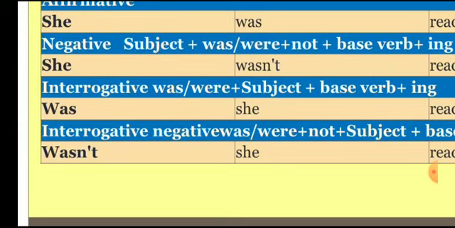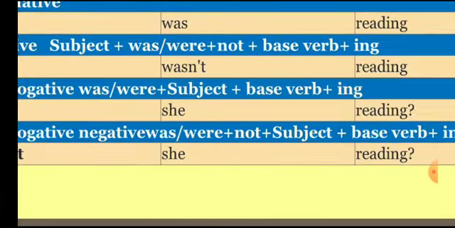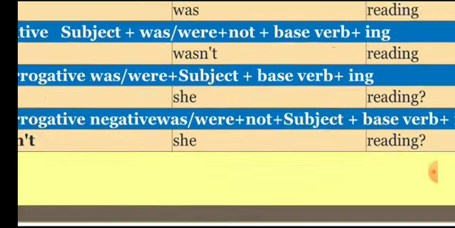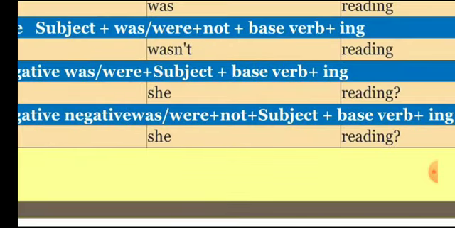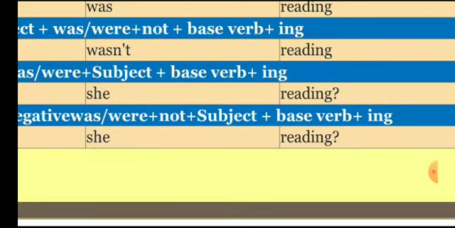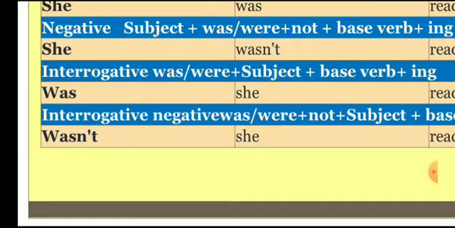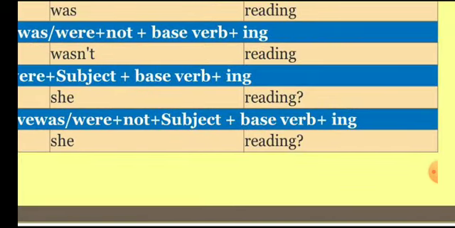Likewise, in the case of interrogative, the structure is was or were plus subject plus base verb plus ing. Was she reading? Interrogative negative, the structure is was or were plus not plus subject plus base verb plus ing. Wasn't she reading?